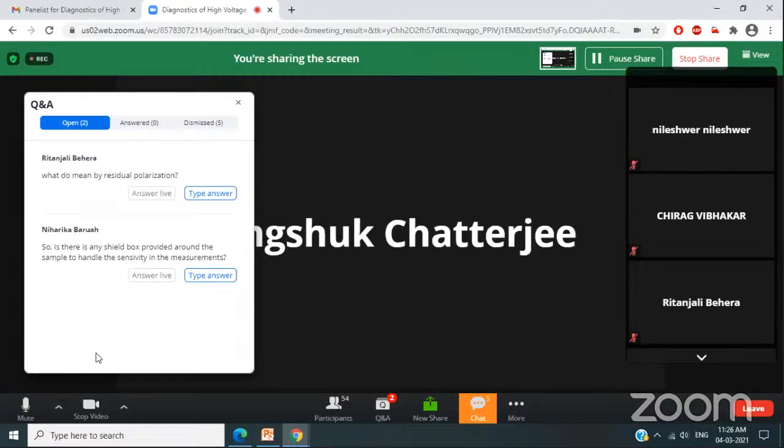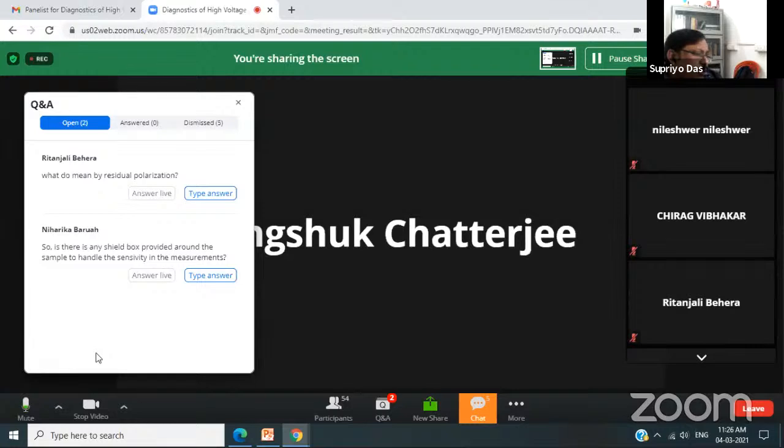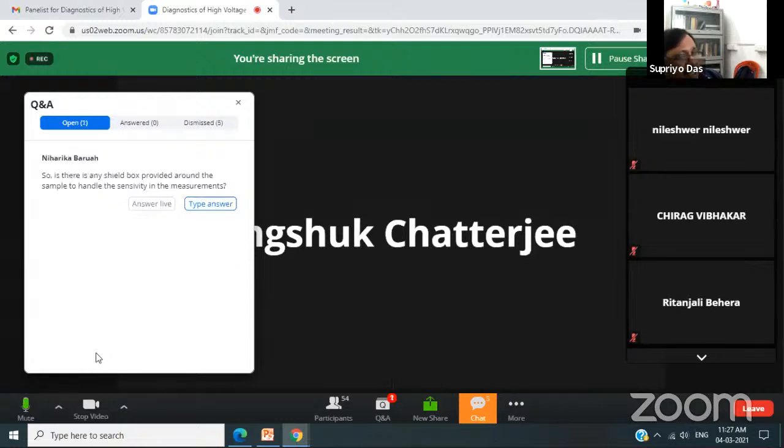And Niharika has one more question. Is there any shield box provided around the sample to handle the sensitivity of the instrument? Shield box provided means, see, when we are measuring using an electrometer, particularly for low current measurement, we use only the electrometer. In that case, the measuring cord itself is a shielded one. So the possibility of noise is comparatively less.